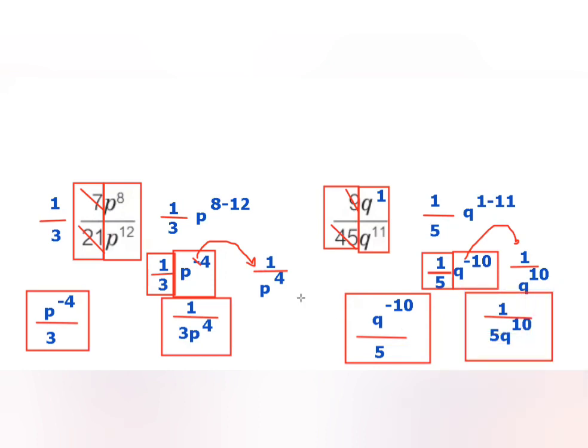And this is how you answer a question like this. Focus on this. If you have two coefficients divided by each other, if the numerator is bigger, it means the answer will be a whole number. If the numerator is smaller, it means the answer is going to be a decimal or a fraction. And this is how you answer a question like this.